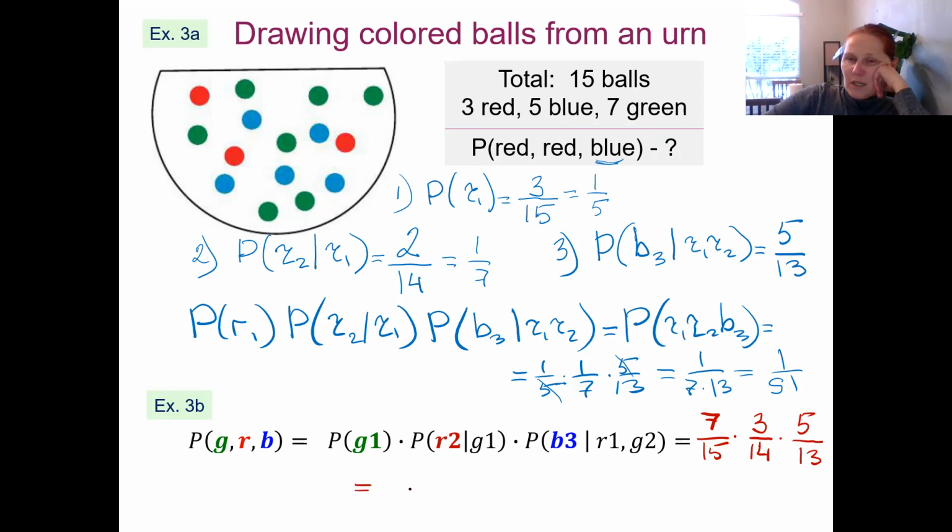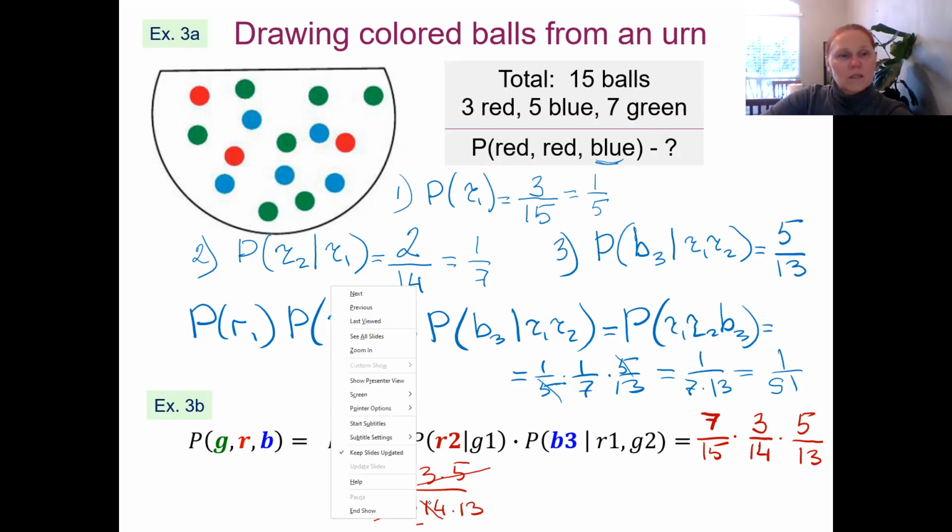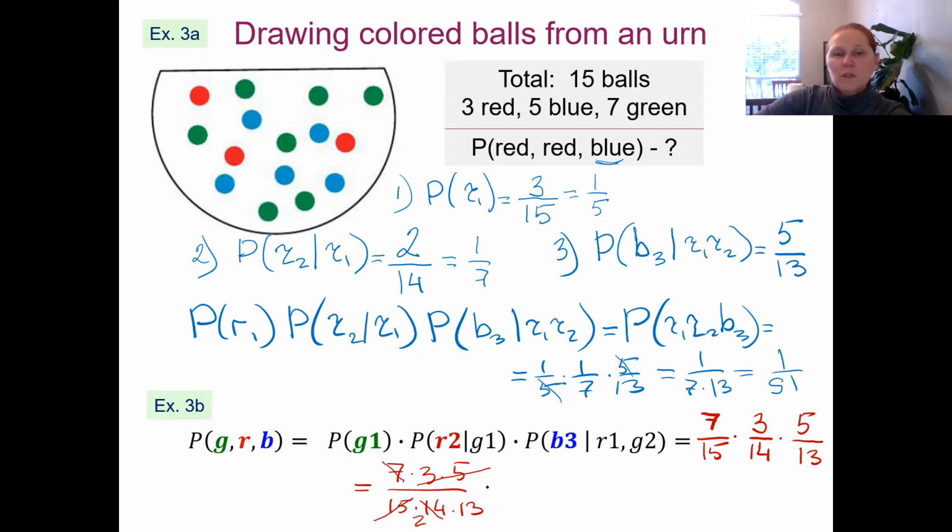And we can simplify this fraction. We have 7 times 3 times 5 in the numerator, 15 times 14 times 13 in the denominator. 3 times 5 is the same as 15. We can cancel out 7 and 14. We divide by 7, so from 14, 2 is left. So we have 1 divided by 2 times 13, or 1 over 26. This is the probability of getting green, red, blue in this order.